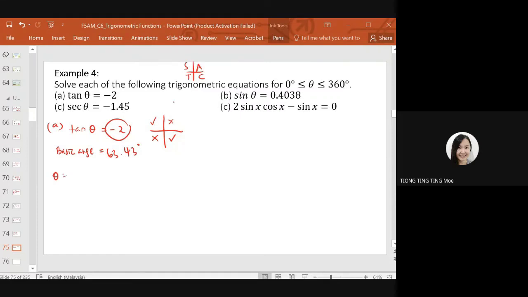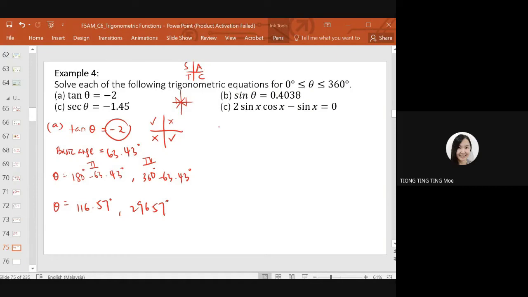So we know our angle is in the second quadrant. If you cannot remember, you do a bar like this. Second quadrant is 180 minus 63.43. Then the other one, fourth quadrant, is 360 minus 63.43 degrees. So your angles are 116.57 degrees and 296.57 degrees. Okay?